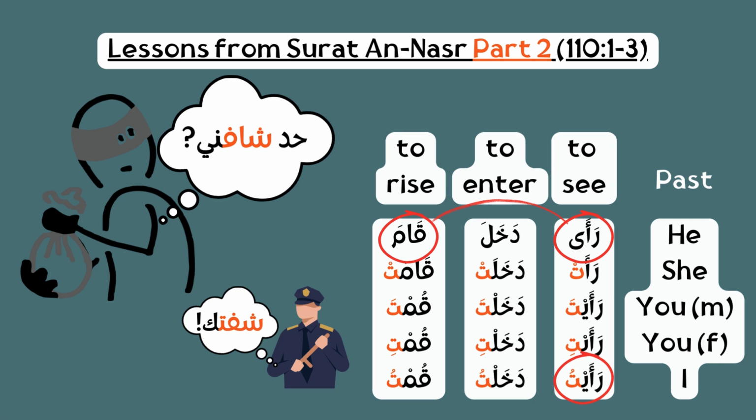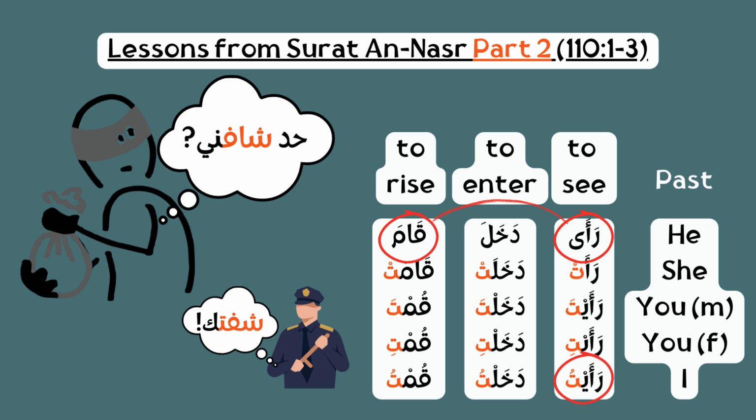If you look at the very bottom of the list, ra'aytu, circled with a red circle, means I saw. If you want to say I entered, dakhaltu, and if you want to say I rose, it's qumtu. So again, the tu at the end is signaling that I did something: ra'aytu, I saw, dakhaltu, I entered, qumtu, I stood up.